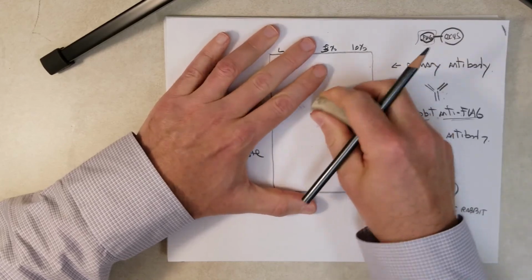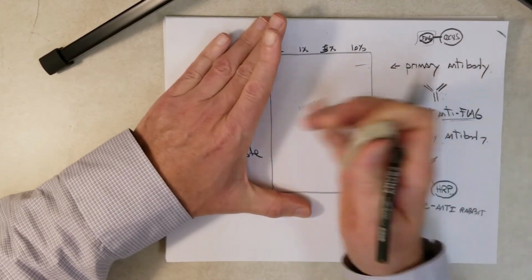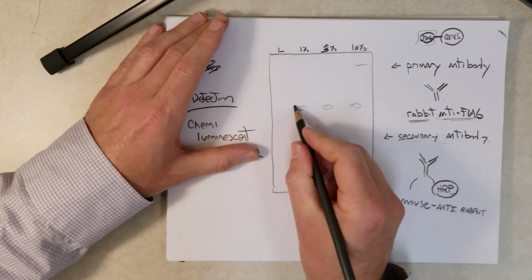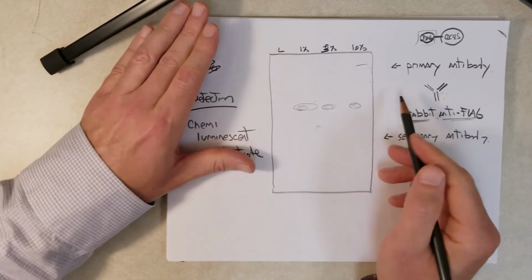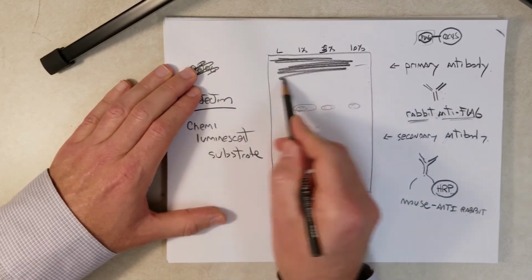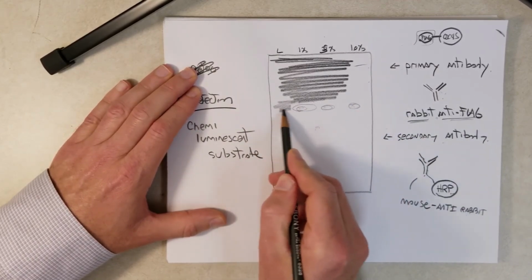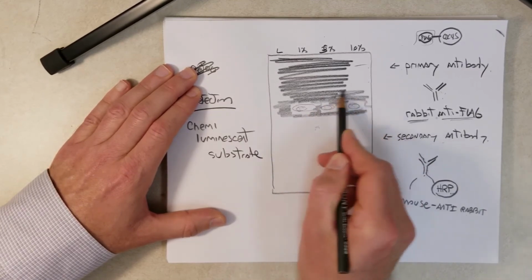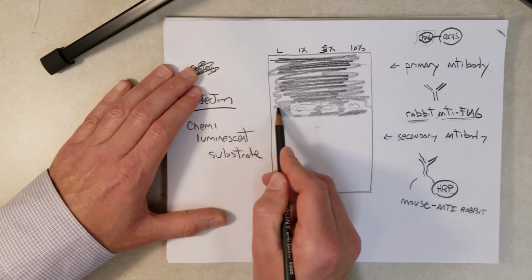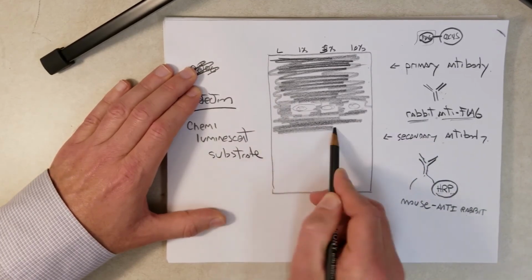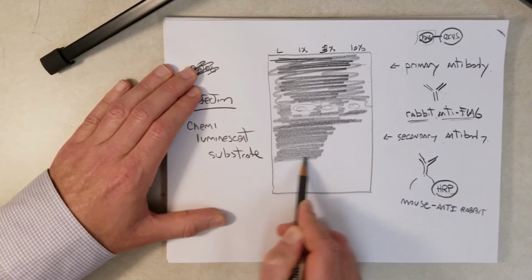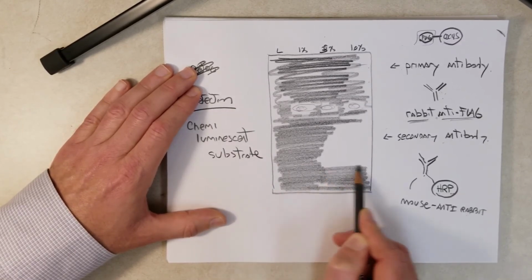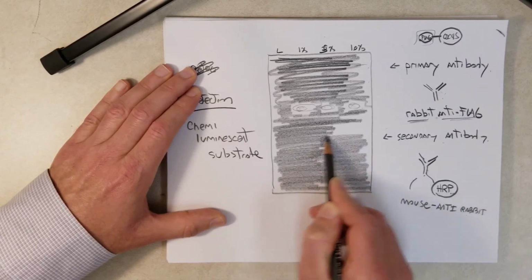let me erase these spots, is these spots here will start glowing. Let me make this one a little bigger and these guys small. So everything else will be dark. Everything else here will be dark except for these spots right here. Well, they will glow. Everything else will be dark because no other spots have that mouse anti-rabbit with the HRP enzyme bound to it.